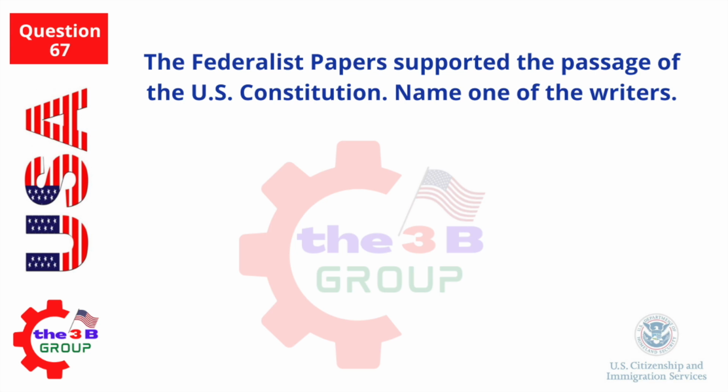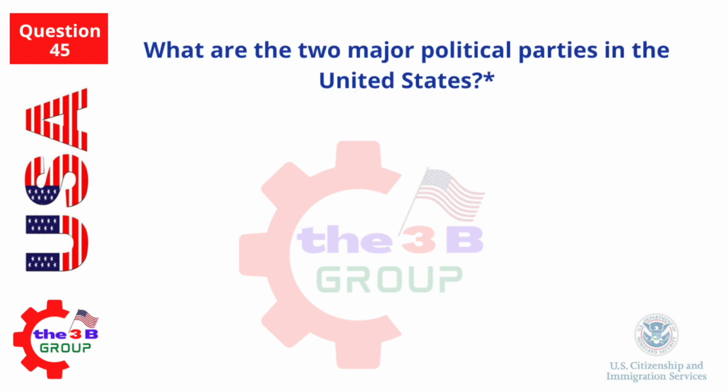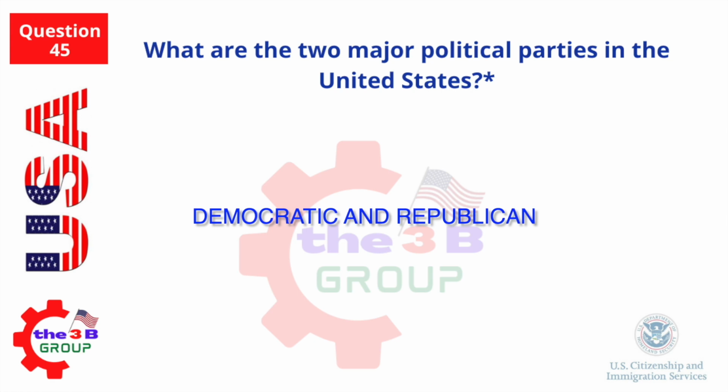The Federalist Papers supported the passage of the US Constitution. Name one of the writers. James Madison. What are the two major political parties in the United States? Democratic and Republican.